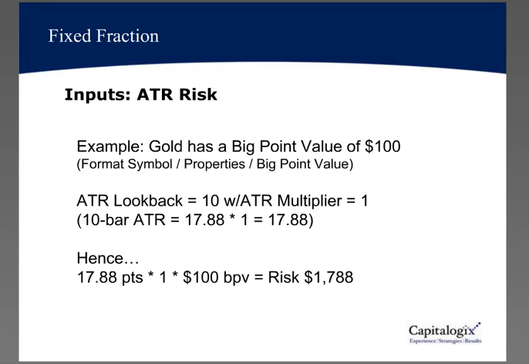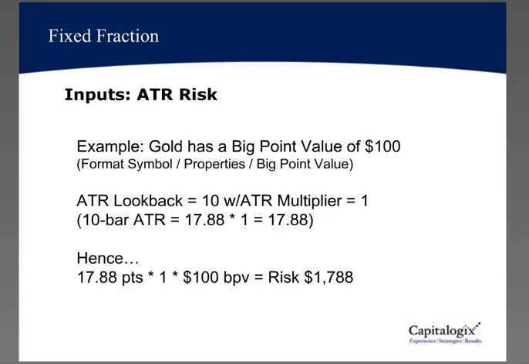Now here's the powerful part when we deal with the ATR. One, it's going to be applied to the individual market. As an example, gold. Gold has a big point value of $100. The way you find that in the program, if you don't know, is you go to Format Symbol, Properties, and then Big Point Value. But the program is smart enough to know what market you're looking at. So if it's gold or euro, whatever the case is, it's going to recognize it. For my example and my formula, I'm just simply selecting gold so you understand where this is coming from. ATR stands for average true range.